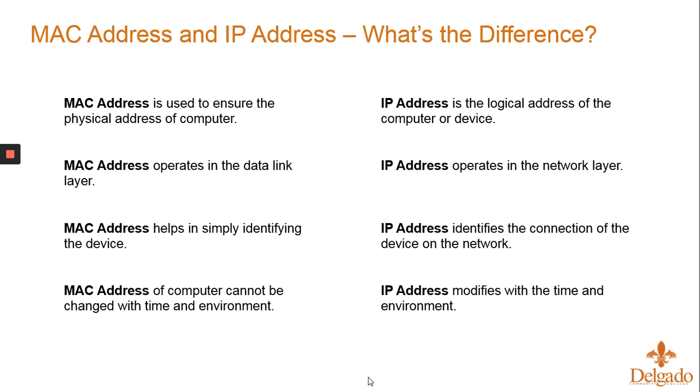The MAC address is really to identify the device itself, whereas the IP address identifies the connection of the device on the network. And the biggest difference, I guess, with the MAC address is that you cannot change the MAC address, but you can change the IP address. So again, the MAC address is the address of the computer itself. It becomes that physical address of the computer, whereas the IP address is a logical address. So we can control that.